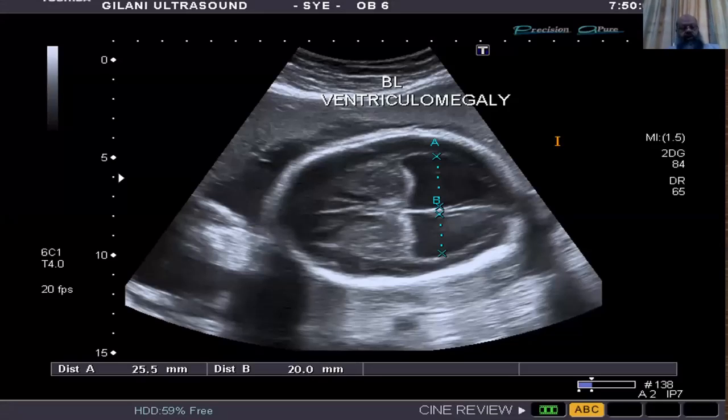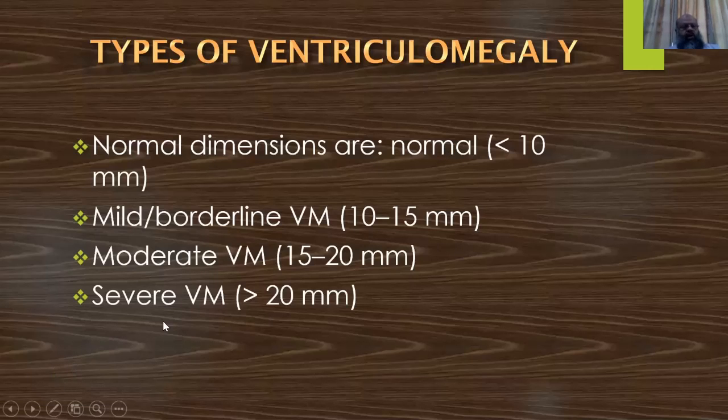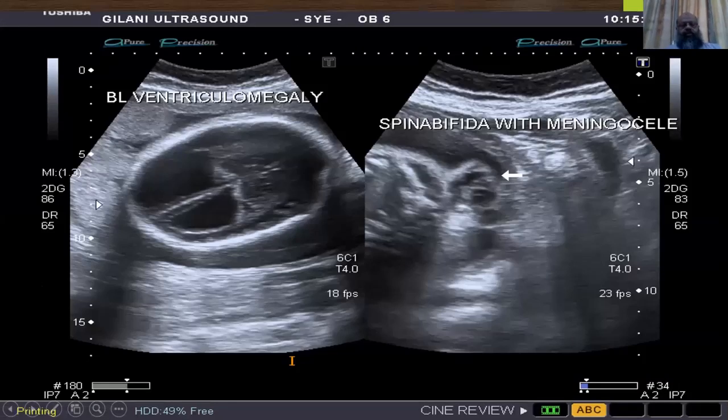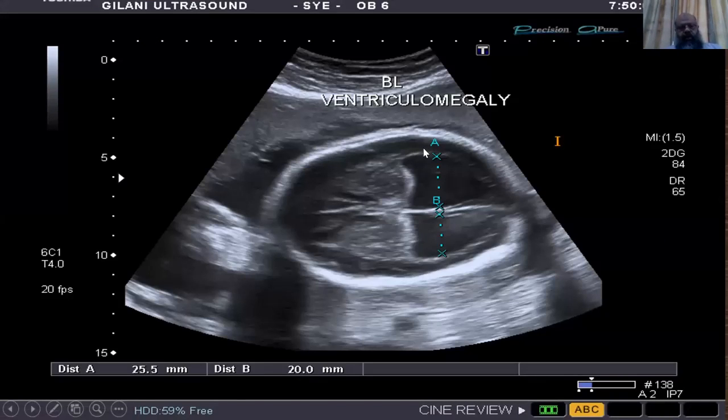Here you can see on one side is 25, the other is 20. So we can say it is bilateral severe ventriculomegaly. You can see the brain matter is pushed, excessive dilatation is there.